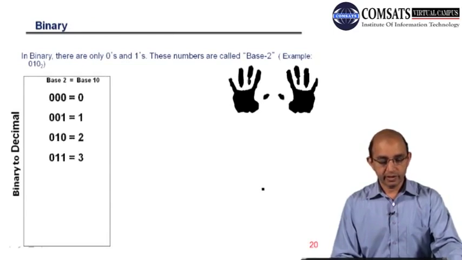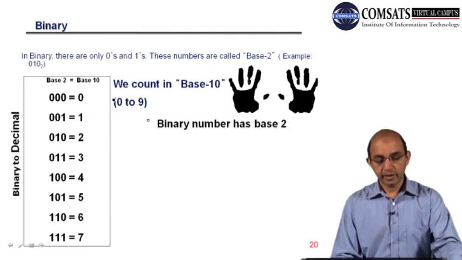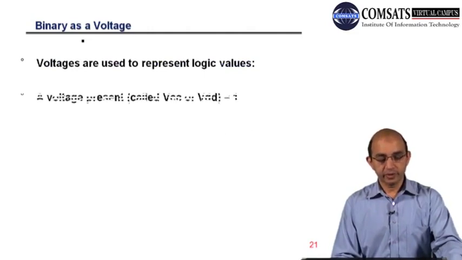So these are the conversions, right? Base 2 and base 10. Here we have base 10, 0 to 9, and for binary we have base 2, right? So binary as a voltage, right?